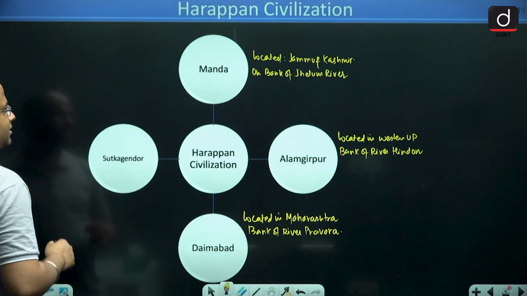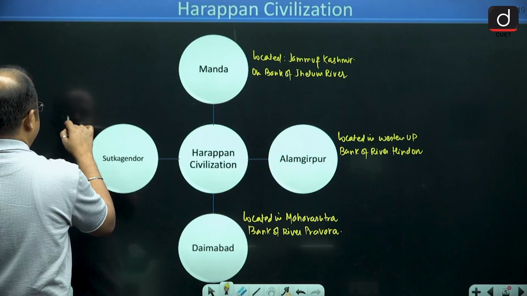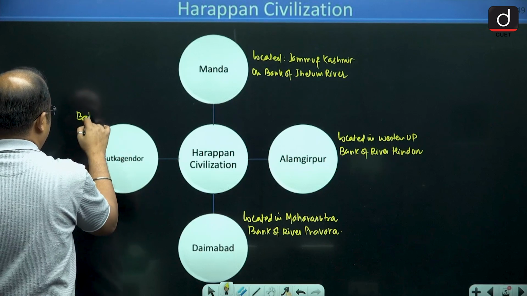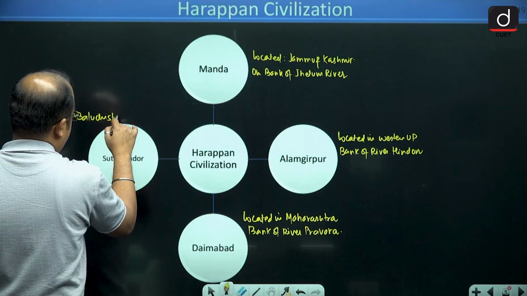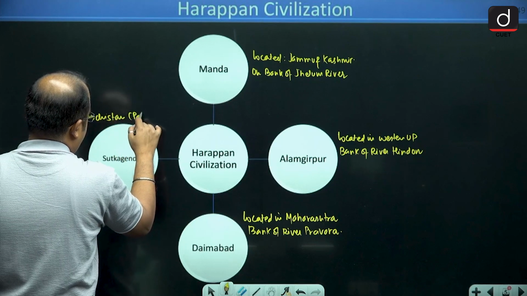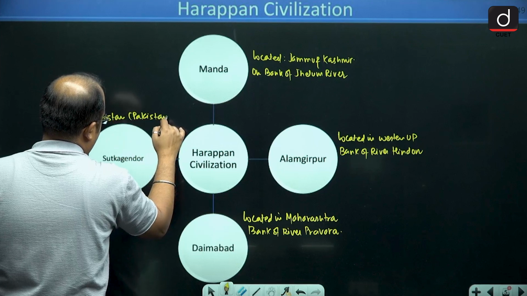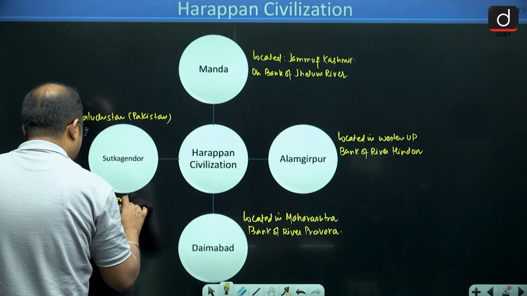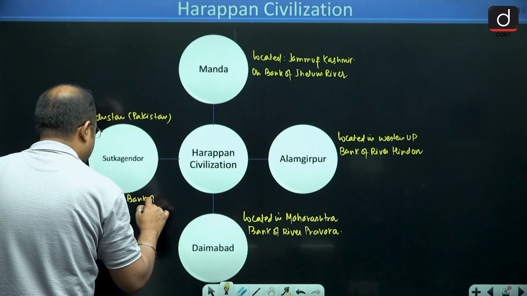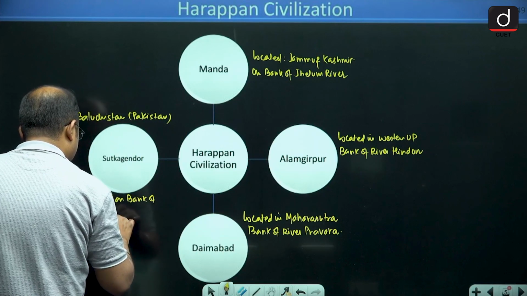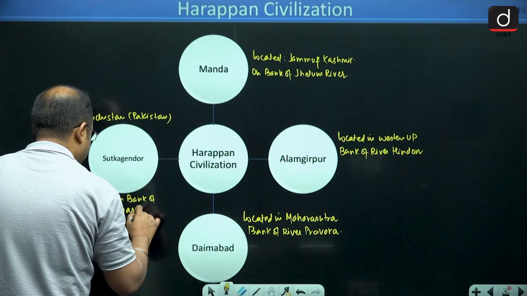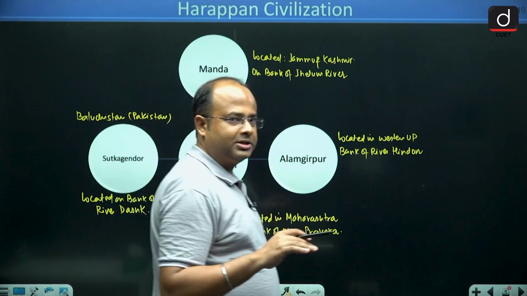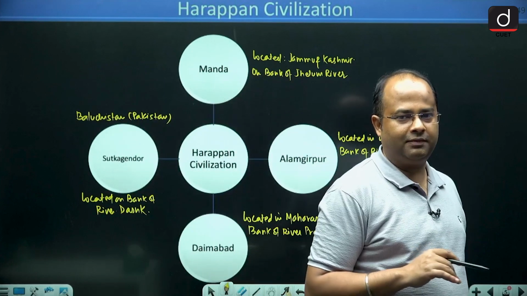And next you have the westernmost point, that is Sutkagendor. This is located in Baluchistan, right now in Pakistan, on the bank of the river Dashk. So these are the extreme points of the Indus Valley civilization.